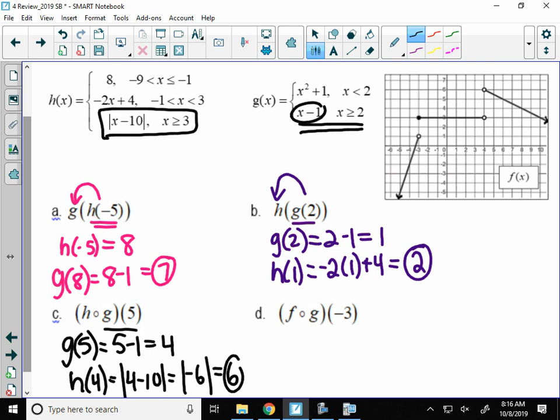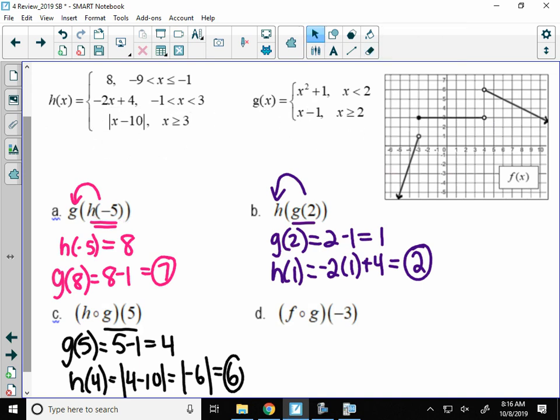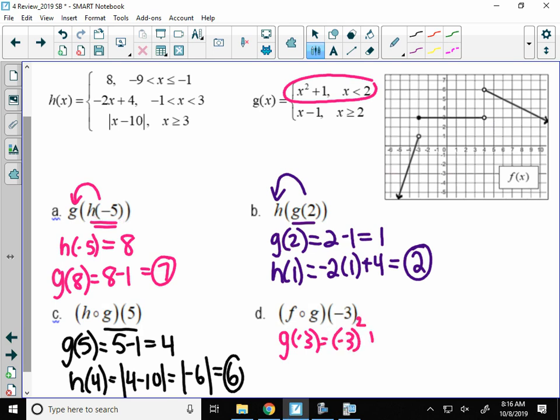All right, not finally for the whole thing, D is f of g of negative 3. So I'm going to start with g again, g of negative 3. And negative 3 falls in the top domain. It is less than 2. Be careful here. I'm going to put negative 3 in parentheses and square it. So that gives me 9 plus 1, which is 10.